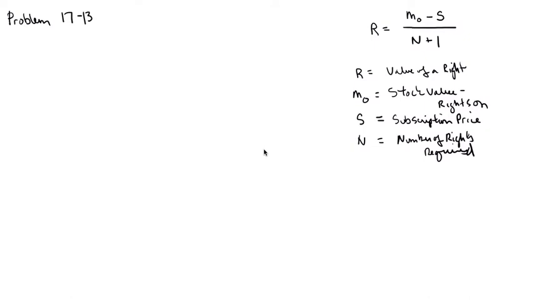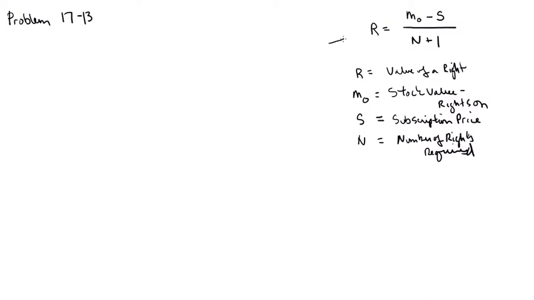4 rights plus $54 in cash are needed to buy one of the new shares. The stock is currently selling for $66 rights on, which means rights are included in the price. What is the value of a right?